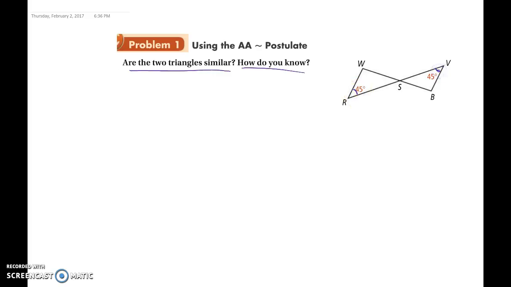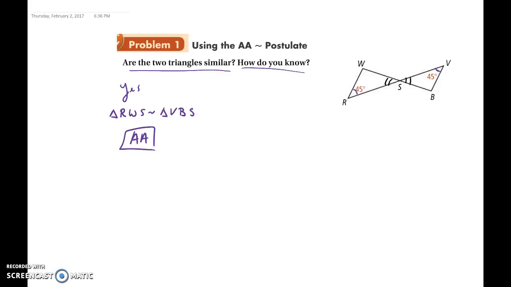All right, so there's actually a few things that we can do now. If we really want to solve for this, we can solve for this the harder way, or we can solve for this the easy way. The easy way is we know that these two angles have to be congruent because they are vertical angles. So right now, yes, we can say that they are similar, and we can say that triangle RWS is similar to triangle VBS. All right, and we would use angle-angle.